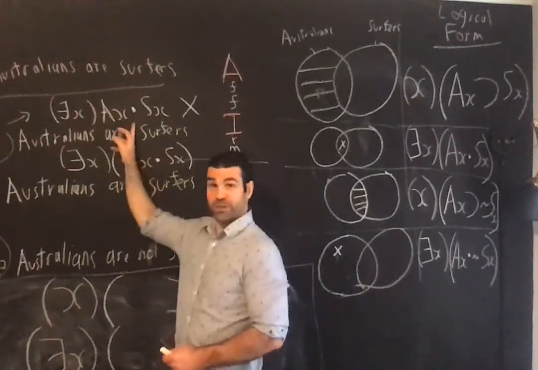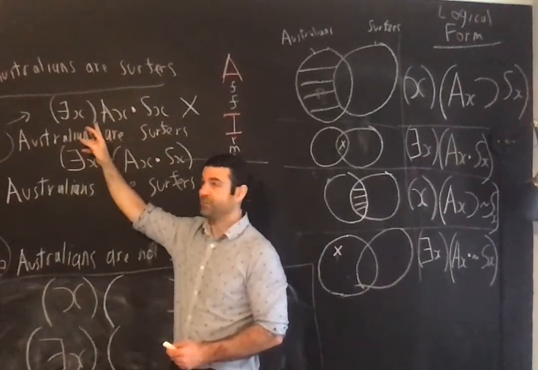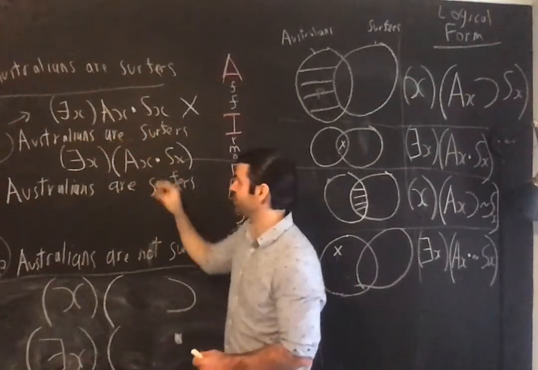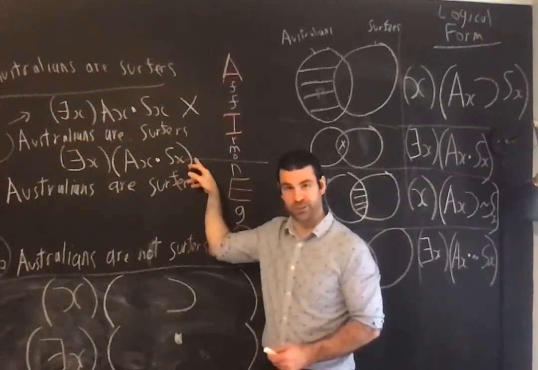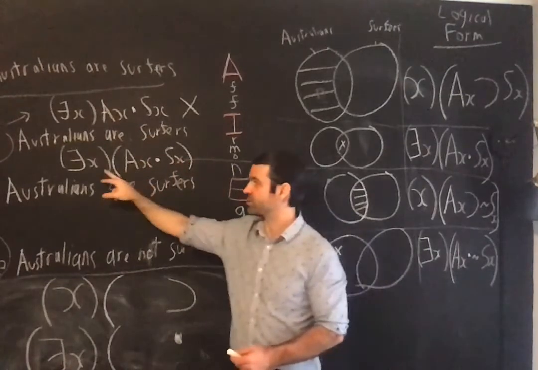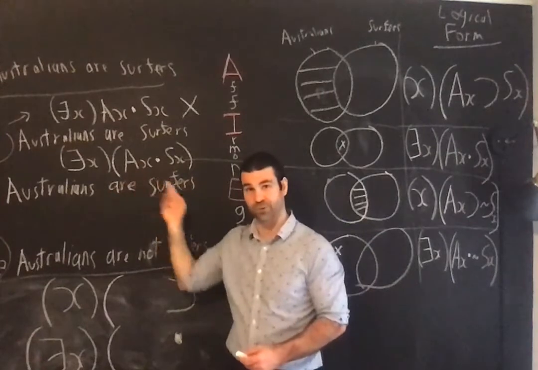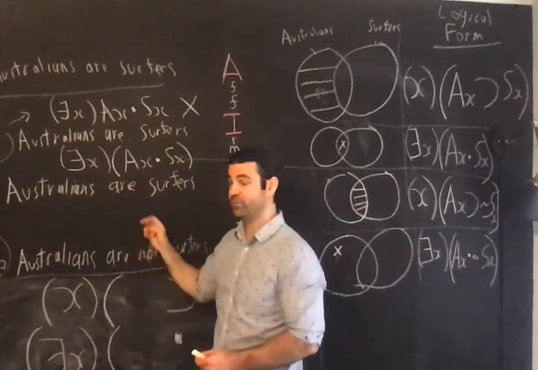So this says something weird. This says the major operator is a conjunction, right? The form of this thing is a conjunction, whereas the form of this thing is an existential statement, right? The scope of this quantifier goes all the way to the end of the formula. This is in quantified form, which we learned from Unit 14.